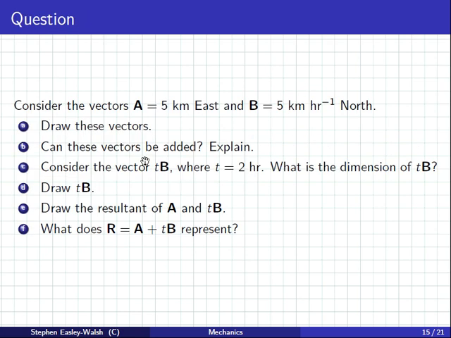Right. So, here's an example. I have two vectors. Vector A is 5 kilometers east, and vector B is 5 kilometers per hour north. First, I want you to draw these. Then, can you add these? Explain, and so on. I'll give you a minute or two to try this little question. Let's see what you can come up with.